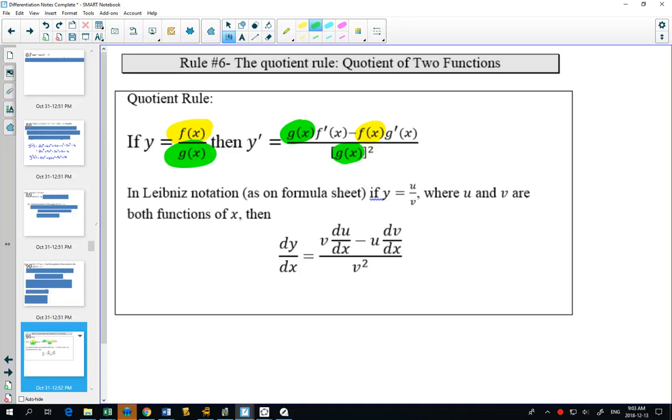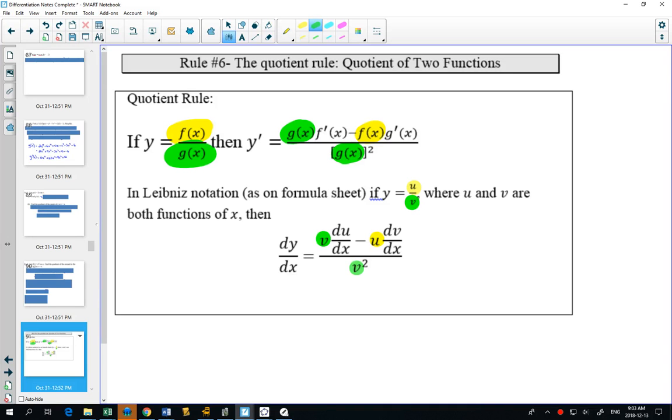Same thing could be shown in Leibniz notation. We have our first function and our second function. We keep our second function the same, multiplied by the derivative of the first, minus keep the first function the same, multiplied by the derivative of the second, over the second squared. Again, this is on your formula sheet. I believe only the Leibniz notation is on your formula sheet.